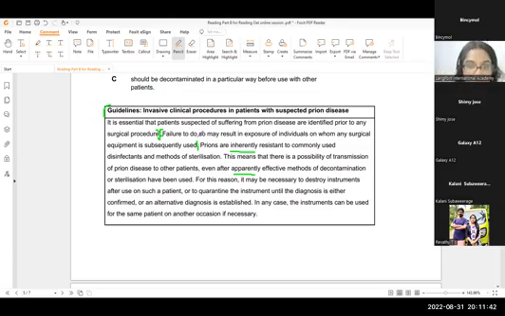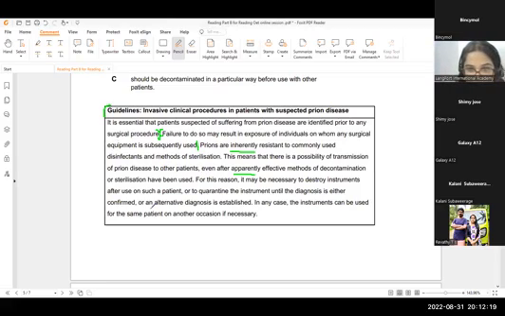So that's why, since prions are very much resistant to any kind of disinfectant, that can lead to the possibility of the disease getting transmitted to other patients. Even if we use clearly effective methods of decontamination or sterilization on those equipments to clean them, since this particular prion is resistant to disinfection, there is a possibility of transmission of the disease to other patients.